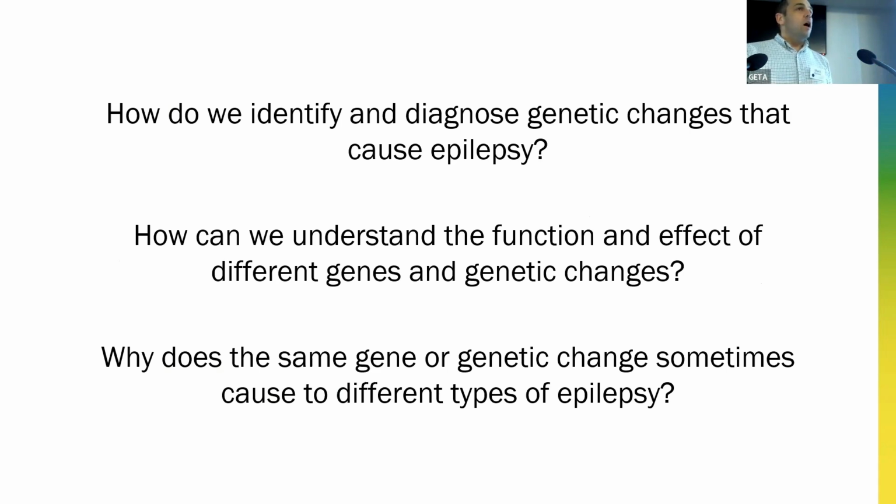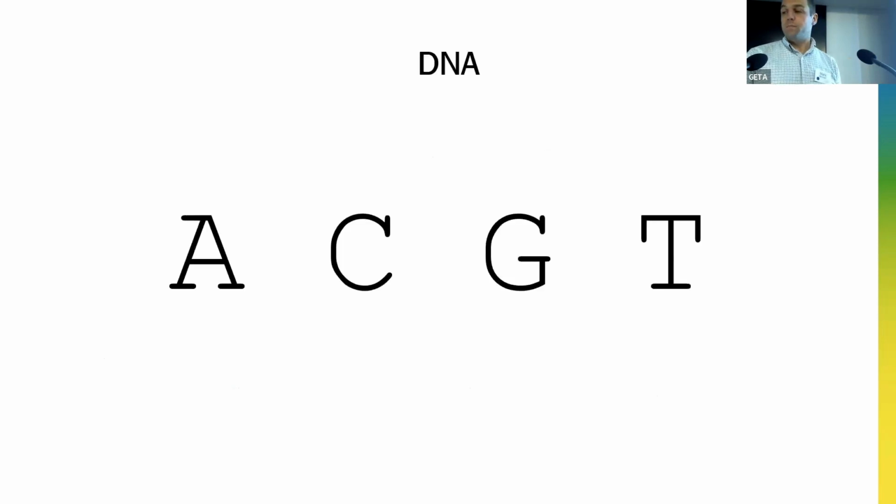And one question of many that we're interested in is why do you see people that have the same gene or the same individual genetic change, but they can have, in some cases, very different types of epilepsy? And how can we look at genetics to try and understand what is the cause of this?